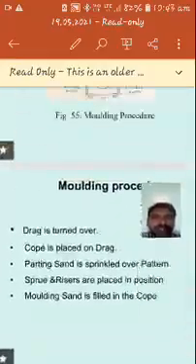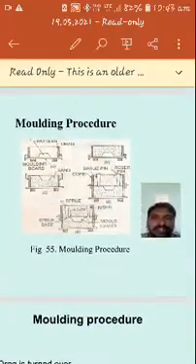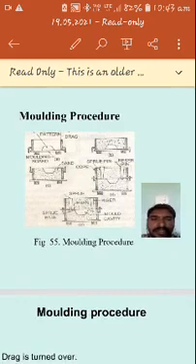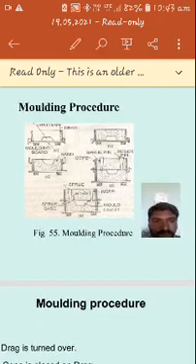In the figure you can see it very clearly. In the figure there are parts A, B, C, D and E. In figure A, you take the drag box and place it on the molding board. After placing the drag box you can place the pattern. After placing the pattern you can sprinkle the parting sand. The parting sand is used to separate the two.